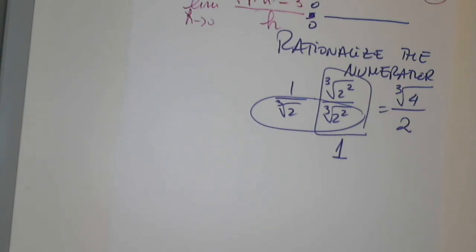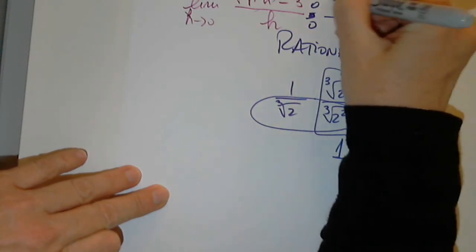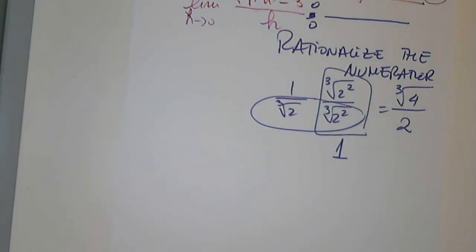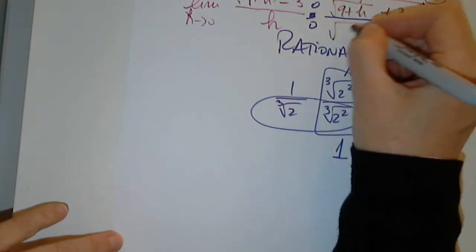You multiply by the square root of 9 plus h plus 3. Very good. So by the conjugate. So we multiply by the conjugate. If we have a minus b, we multiply by a plus b. If we have a plus b, we multiply by a minus b. Indeed. So that it takes the square root of 9 plus h plus 3, and the square root of 9 plus h plus 3.